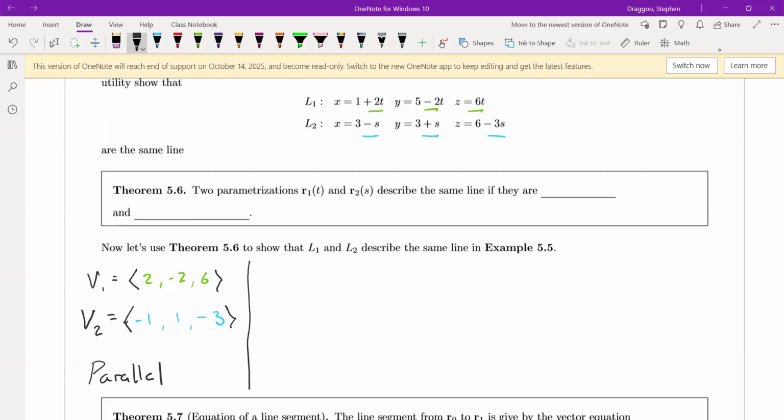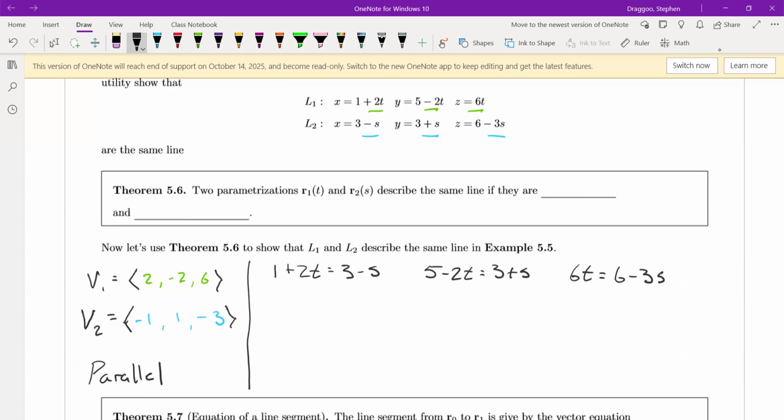So at least that's the case. If I want them to be the same line, I just need these two lines probably to intersect. That's my guess. So if I set x equal to x, y equal to y, and z equal to z, I'll have something like 1 plus 2t equals 3 minus s. I'll have 5 minus 2t equal to 3 plus s. And I'll have 6t equal to 6 minus 3s.